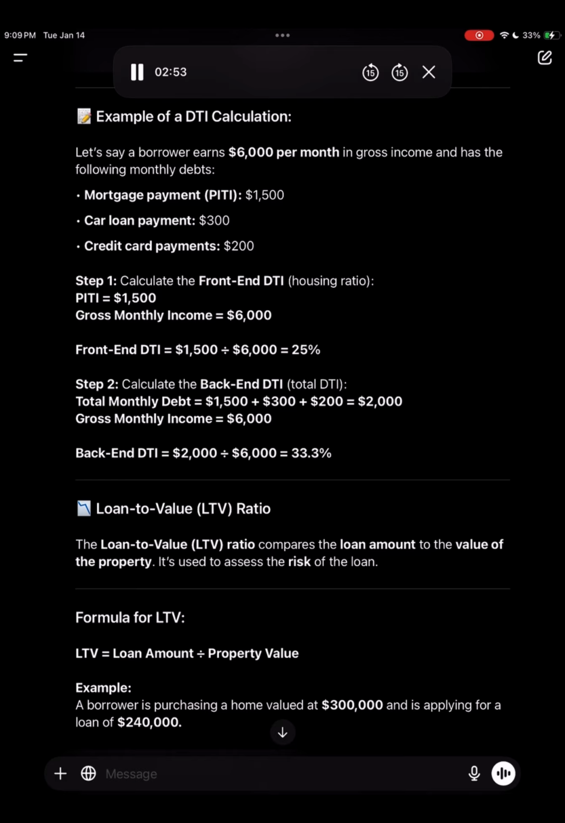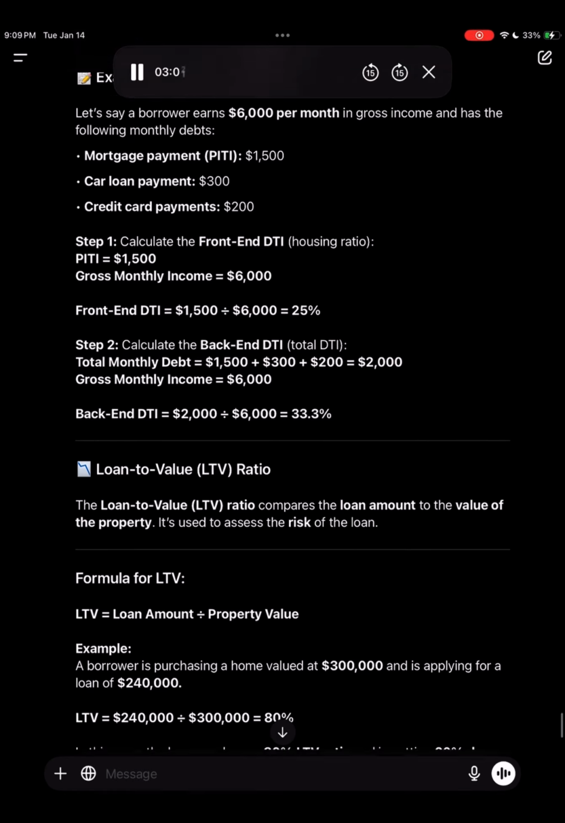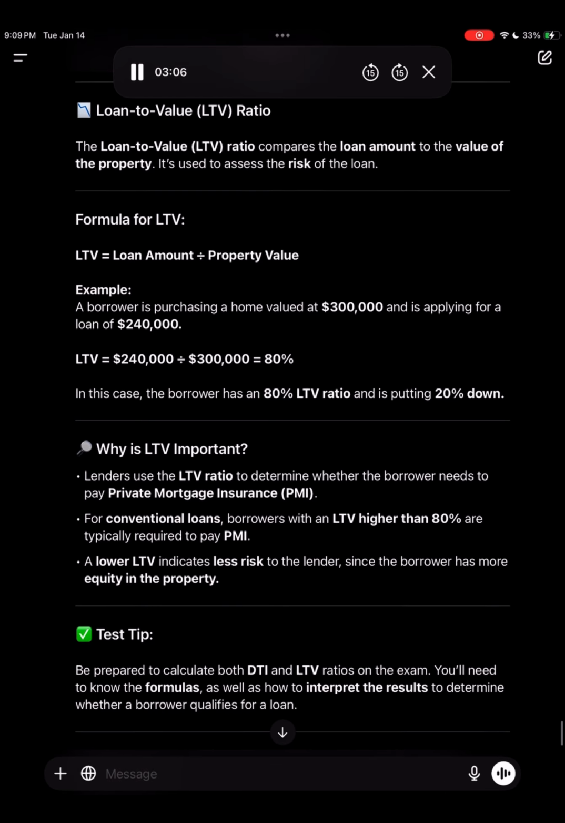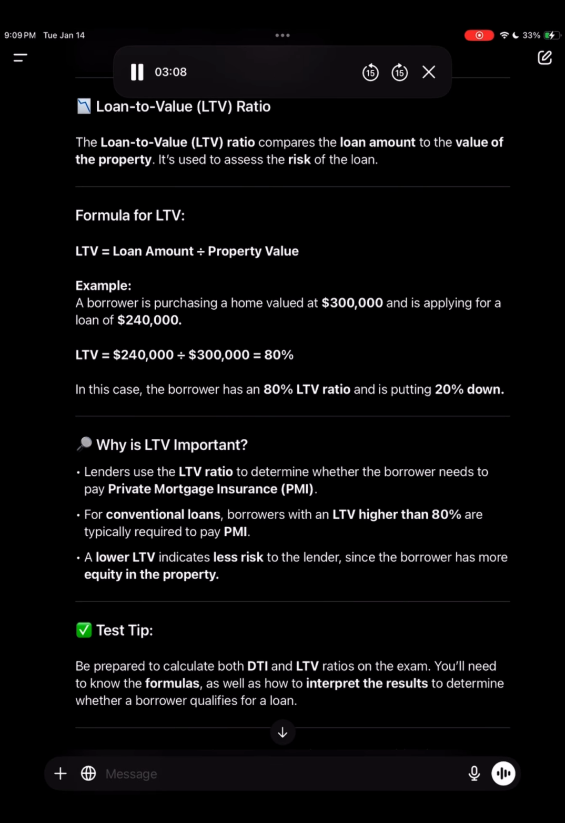Loan-to-value, LTV ratio. The loan-to-value LTV ratio compares the loan amount to the value of the property. It's used to assess the risk of the loan. Formula for LTV: LTV equals loan amount divided by property value. Example, a borrower is purchasing a home valued at $300,000 and is applying for a loan of $240,000.